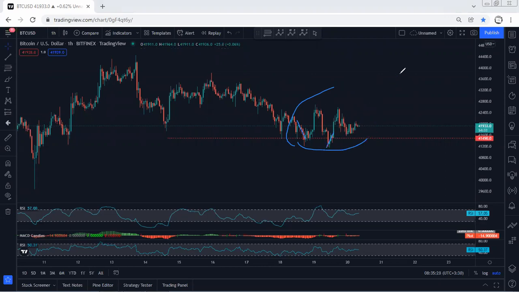Whether this is the start of the up move, or we can expect the next drop before we see the reversal. Because since the price was within this down move, we mentioned we want to see the reversal, where we do the breakout of 41,490. This, as we can see, worked as a support.